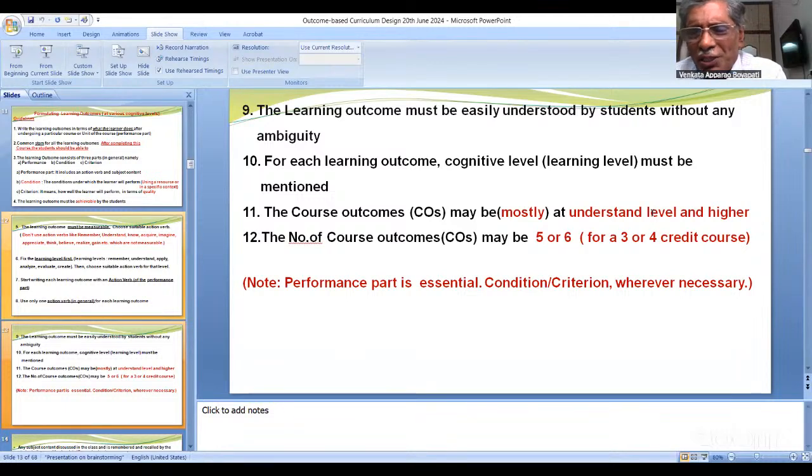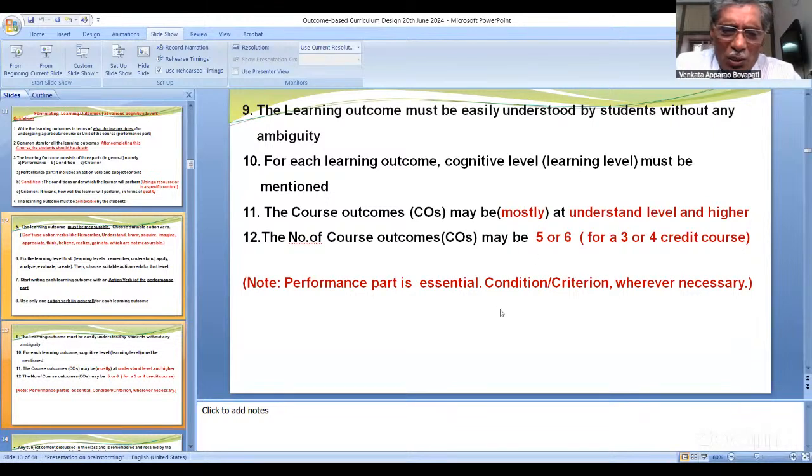You may ask me a question here, sir, should we have one course outcome at understand level, one at apply level, one at analyze level, one at evaluate, like that? No, not necessary. You can have all course outcomes at apply level. You can have all course outcomes at analyze level. You can have 2 understand level, 2 apply level, 2 analyze level. You can have 1 understand level, 3 apply level, 2 analyze level. Right? This is the clarity, because such questions arise.